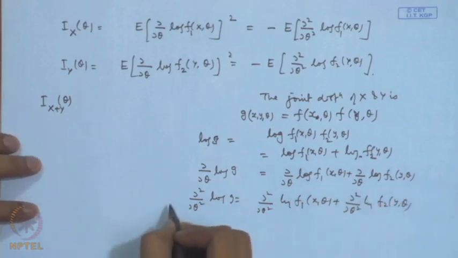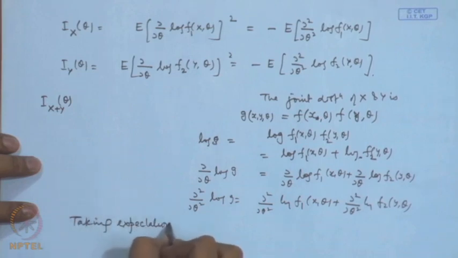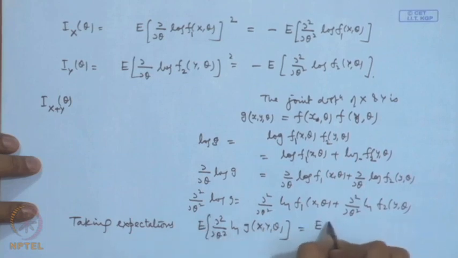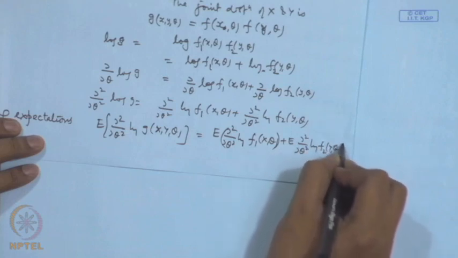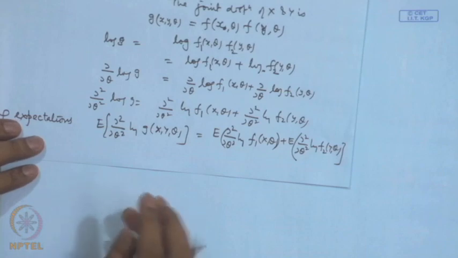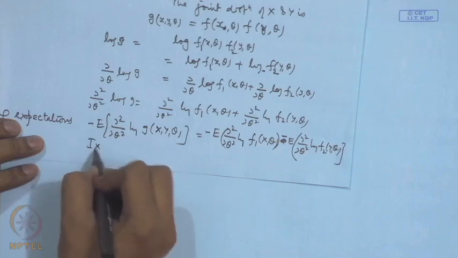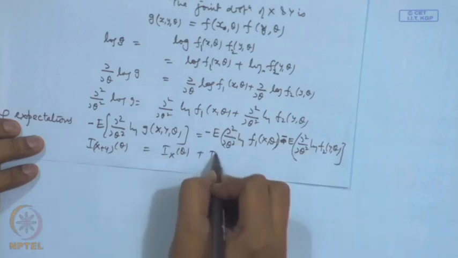So, if I take expectations here, taking expectations, we get expectation of ∂²/∂θ² log of g(x,y;θ) is equal to expectation of ∂²/∂θ² log of f_1(x;θ) plus expectation of ∂²/∂θ² log of f_2(y;θ). So, if I put a minus sign on both the sides, then this is becoming information in X plus Y, and this is becoming information in X, and this is information in Y.